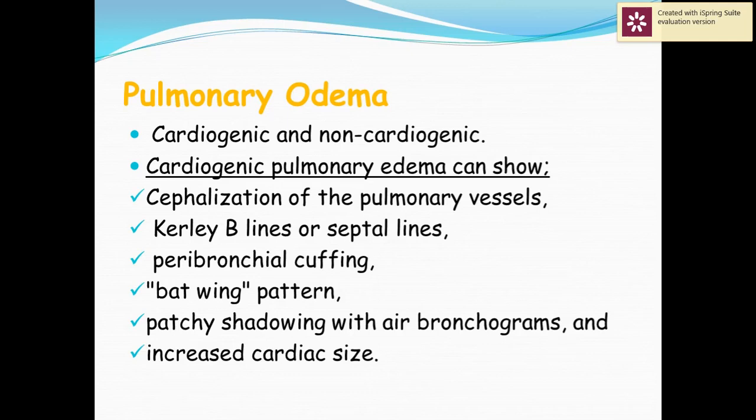Cephalization of the pulmonary vessels. In pulmonary edema usually there is cephalization of the pulmonary vessels, prominent congestion of the pulmonary vessels in the upper zone, Kerley B line, septal line, peribronchial cuffing, pattern of opacification of pulmonary edema, and increase in the cardiac size, cardiomegaly. Sometimes we can find pacemaker or CRTD.